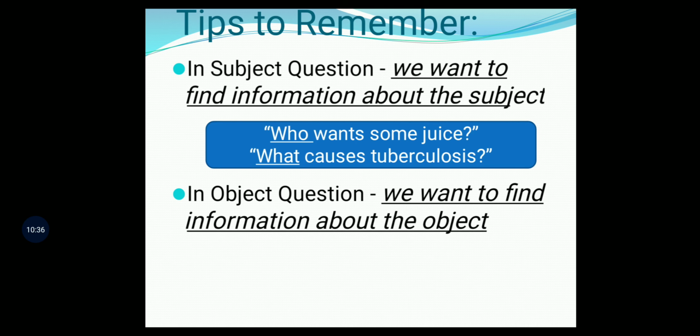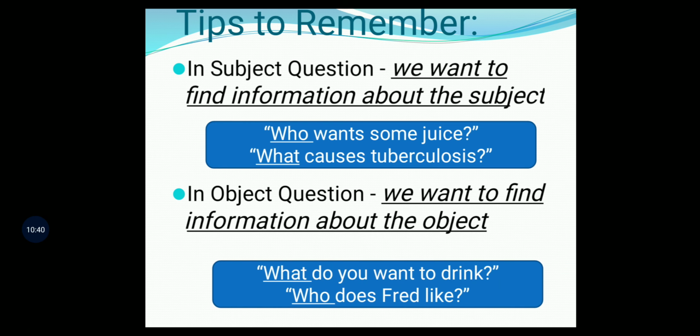Also, in case of the object question, we want to find information about the object. So for instance, the question here is, what do you want to drink? Or who does Fred like? Say for the second question, we answer it as Fred likes Ruby. So who does Fred like? Here the question object would be who and the answer object would be Ruby. So these are the basic criteria that help to differentiate between subject and object kind of questions.